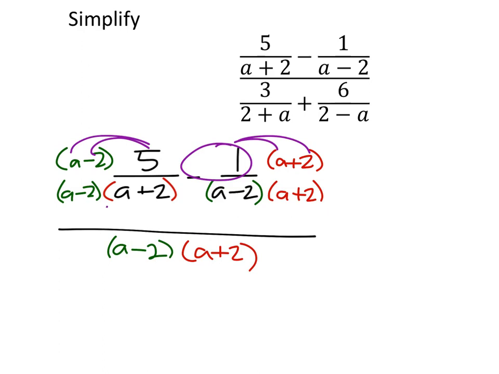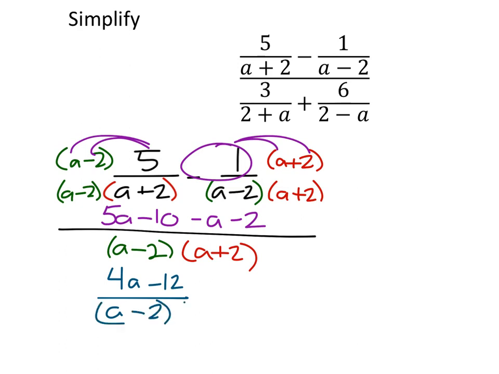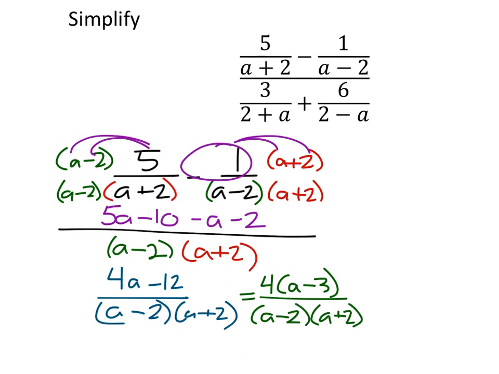So that's 5a minus 10. Negative 1 times a is negative a. Negative 1 times 2 is negative 2. And I can combine my like terms here. That would give us 4a minus 12 over a minus 2 and a plus 2. Well, it looks like I can factor out a 4 from my numerator there. So my final factored form of my numerator is 4 times a minus 3, all over a minus 2 and a plus 2. Just a minus 3.